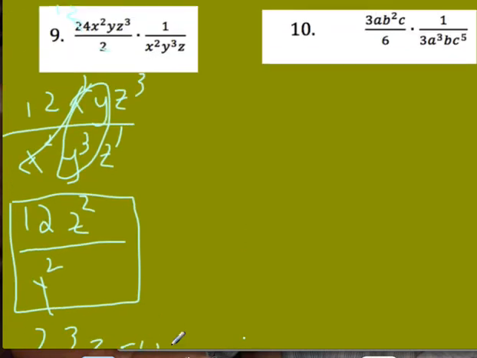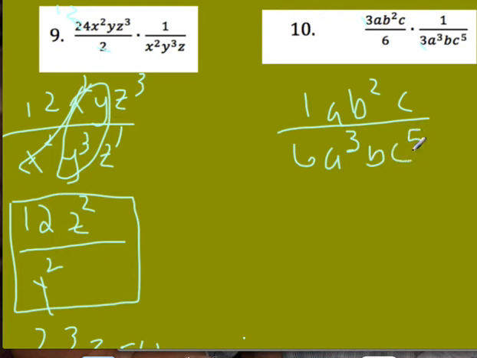Taking a look at number 10, I notice that I have these 3's that I can cancel out. So then the fraction that I'm left with is simply 1 over 6. And then I have a, b squared, c, a cubed, b, c to the 5th. So let's take a look and start by simplifying our a's. So I have a cubed, or a to the 1st over a cubed.